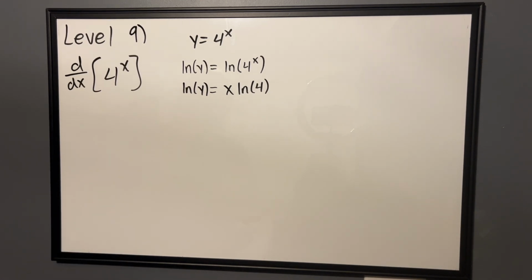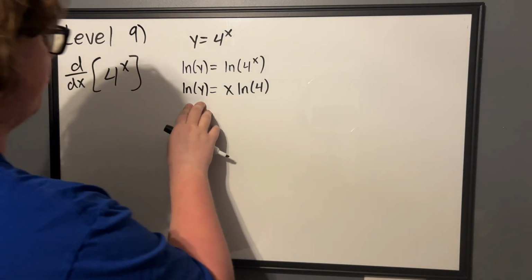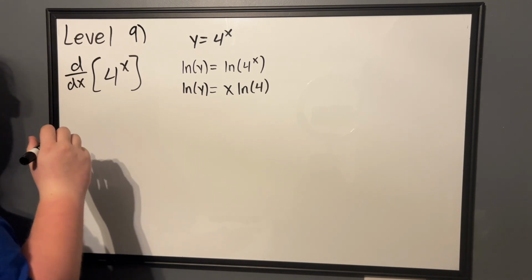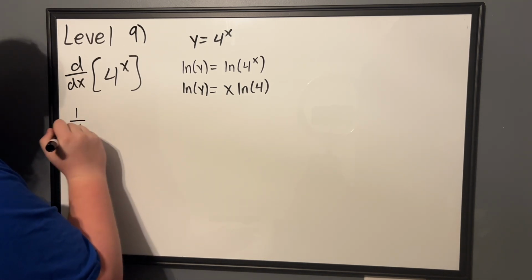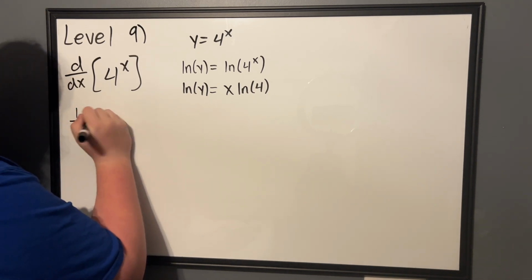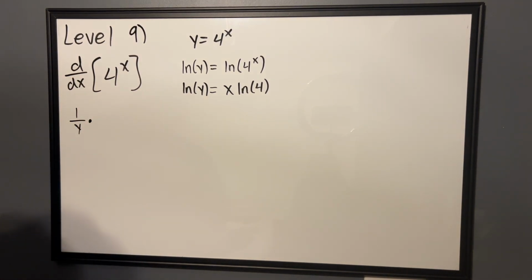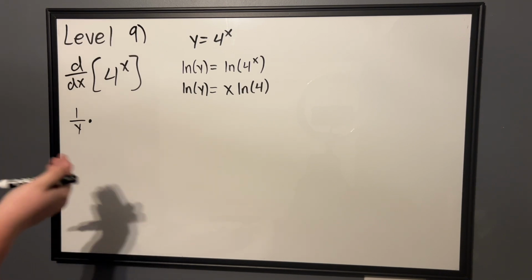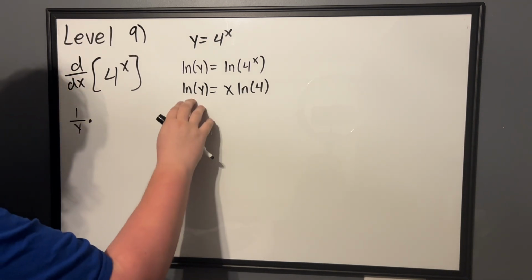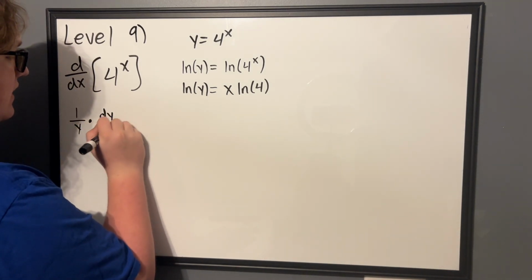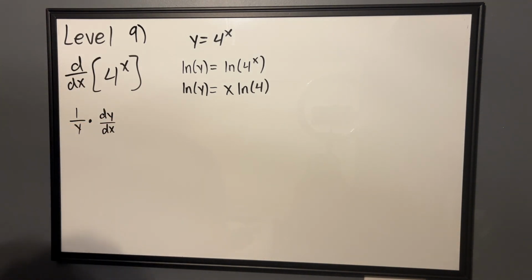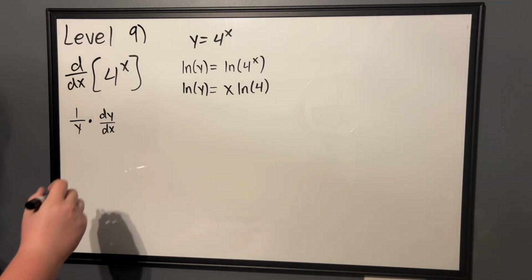From here, we're going to take the derivative of both sides. We want to take the derivative of the natural log of y. Remember, when we take the derivative of a natural log of something, we do 1 over the input, so 1 over y times the derivative of the input, which in this case is just dy/dx. This is implicit because we're taking the derivative with respect to x, and we have a y. So we want to make sure we multiply by dy/dx.